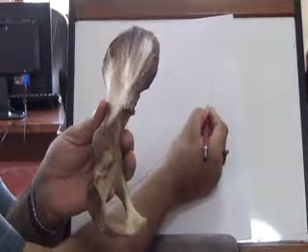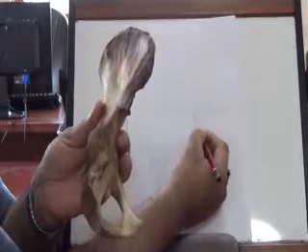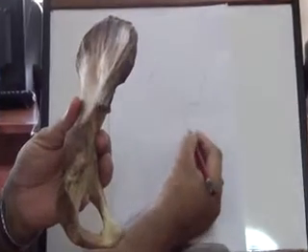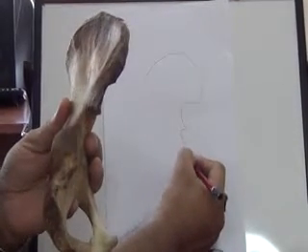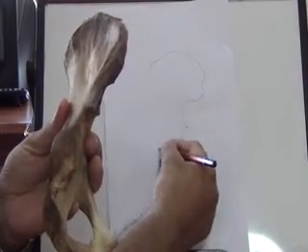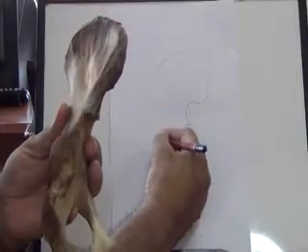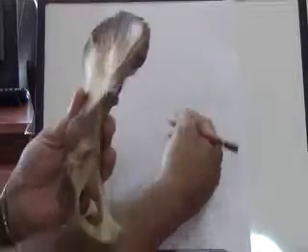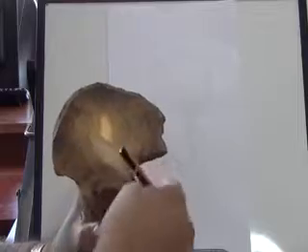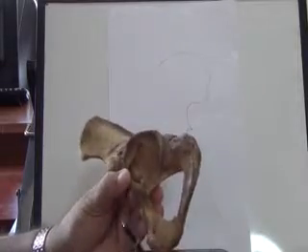The posterior third of the ilium is divided into two parts. An outer part, which gives rise to latissimus dorsi, and an inner part, which gives rise to quadratus lumborum.